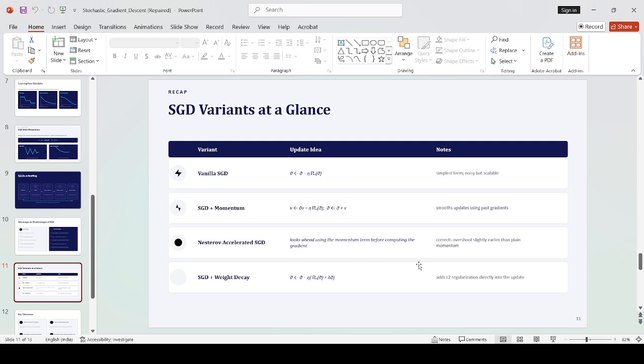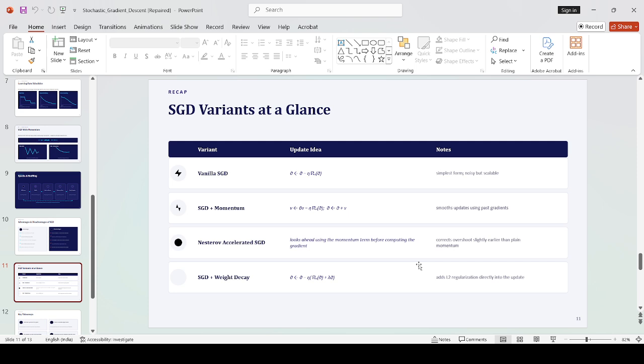Several improved versions of SGD have been developed. The first is vanilla SGD, which is the basic form of the algorithm. The second is SGD with momentum, which uses previous gradients to smooth the updates. The third is Nesterov accelerated gradient, which looks ahead before computing the gradient. This allows it to correct overshooting earlier than standard momentum.